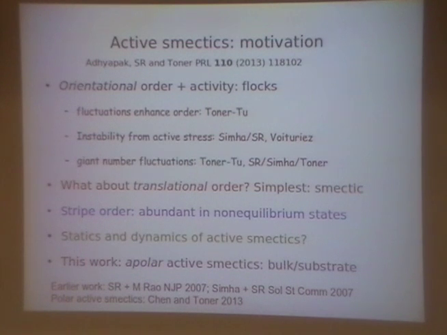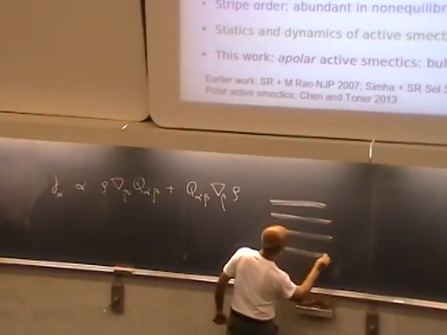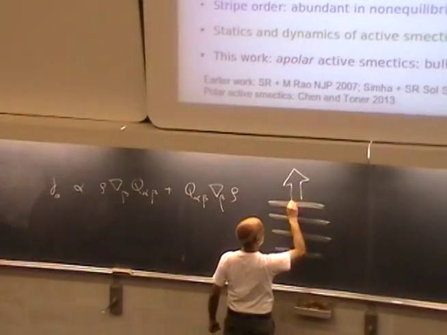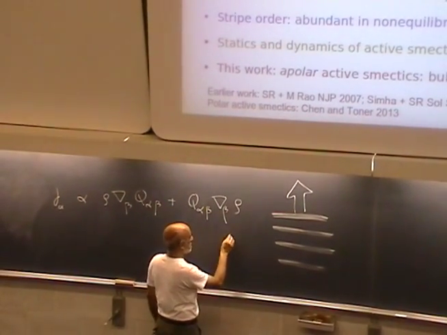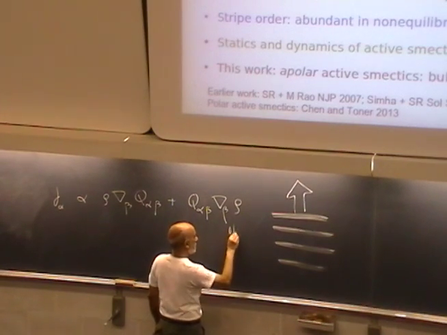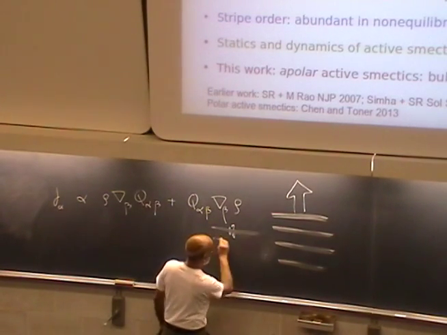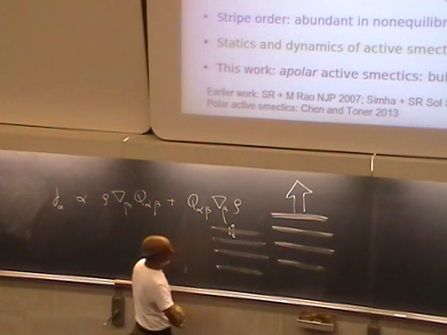I will talk only about apolar systems. How many of you were at John Toner's talk on polar Smectics? Polar active Smectics? None. Some of you may. Anyway, I will talk about apolar. So what John was talking about was a phase of moving stripes. I'm talking about a phase of stripes which you can imagine is composed of particles. Imagine you've got particles that sort of shuffle back and forth but form a stripe phase.